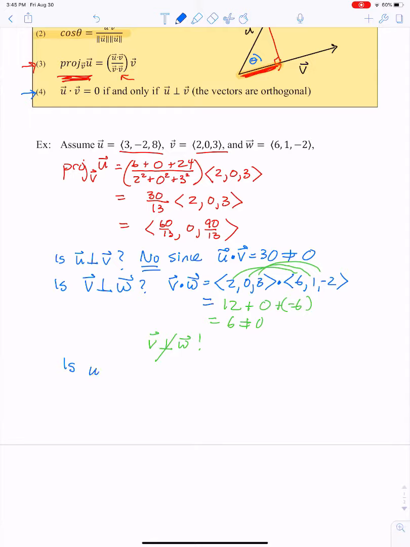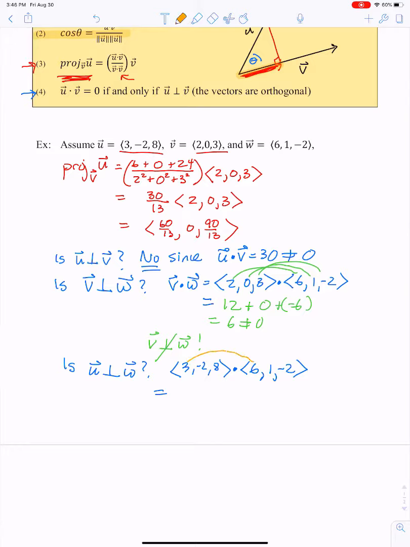Okay, we have got one more to check. Is u perpendicular to w? Well, again, we don't know. We haven't checked that one yet. So we check u. u is equal to 3, minus 2, 8. And we try the dot product with w, which was 6, 1, and minus 2. And we see what we get.